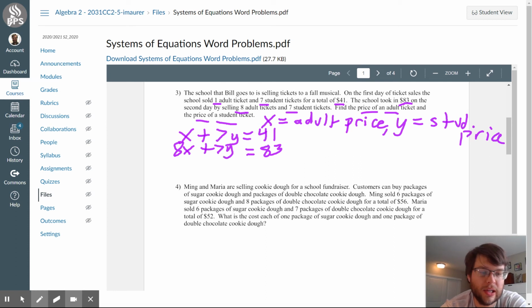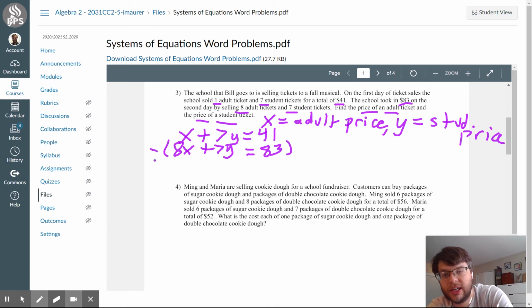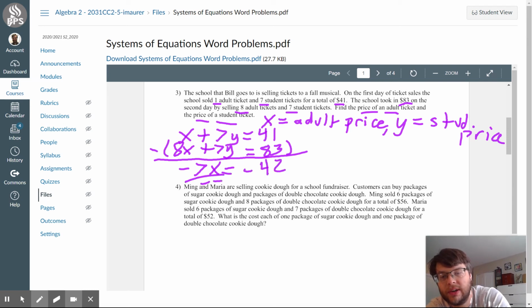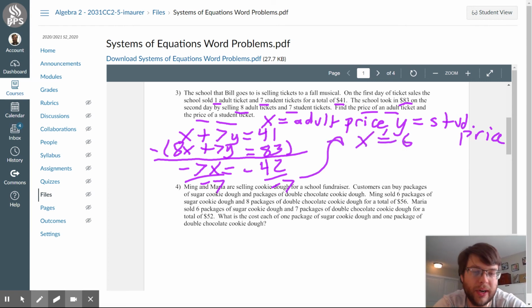You notice those 7 y's line up with each other. I'm going to subtract these two equations from each other because subtracting 7y and 7y will make 0. So I'm just going to subtract the bottom equation, top minus bottom. X minus 8x makes negative 7x. 41 minus 83 makes negative 42. And I can divide by negative 7. That gives me x is equal to 6. So the adult price, excuse me, the adult price is $6.